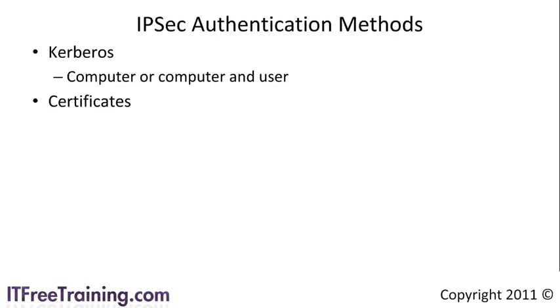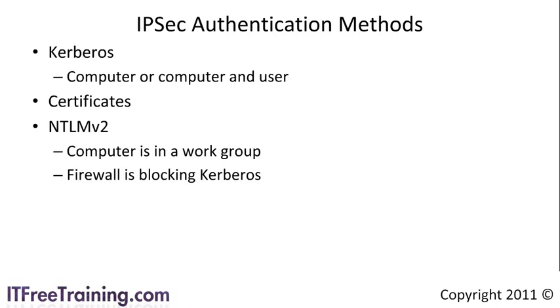The next authentication type is NTLM version 2. This is the system of authentication used by Windows before Kerberos. Kerberos relies on a trust relationship which is created when a computer is joined to a domain. If your computer is in a workgroup, then you may need to use NTLM. You may also need to use NTLM if a firewall is blocking Kerberos.